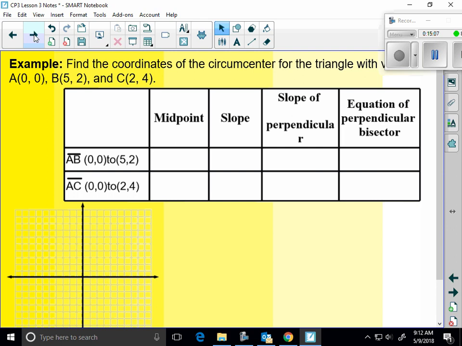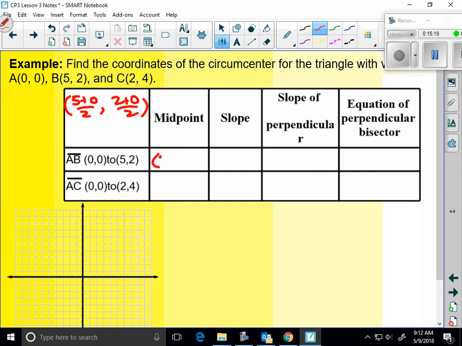So if I add the x's, I'll add the x's here. I have 5 plus 0, I divide by 2. And I add the y's, I have 2 plus 0, and I divide by 2. Looks like my midpoint would be 2.5, comma 1. Right? 2 divided by 2 is 1. 5 divided by 2 is 2.5.